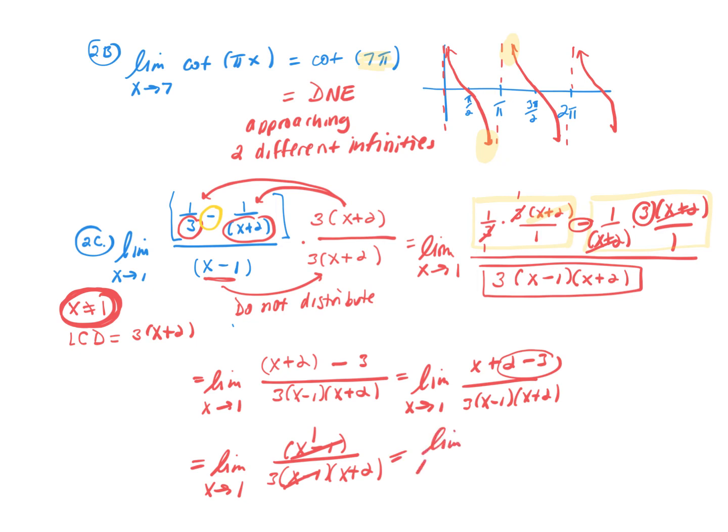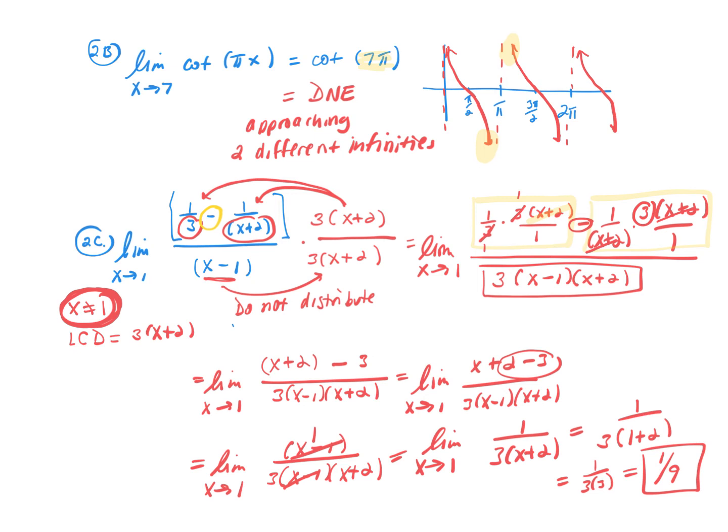So we have the limit as x approaches 1 of 1 over 3 times x plus 2. The issue with the denominator has been resolved, so plug in your 1. So it'll be 1 over 3 times 1 plus 2, or 1 over 3 times 3. 1/9 is our limit. All right, okay, let's keep going.